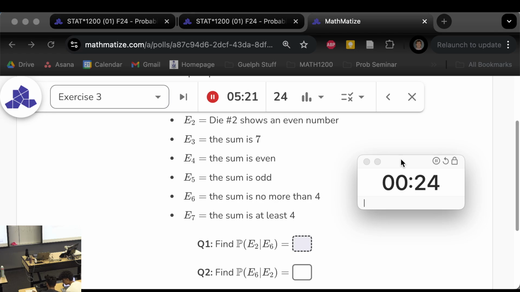Because E2 can show an even number, like half the time, so the 18 out of 36. Right? Plug into the formula, you get 1 in 9.